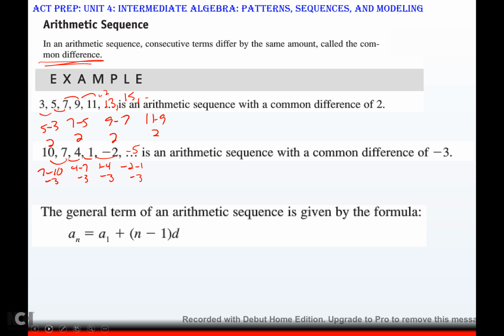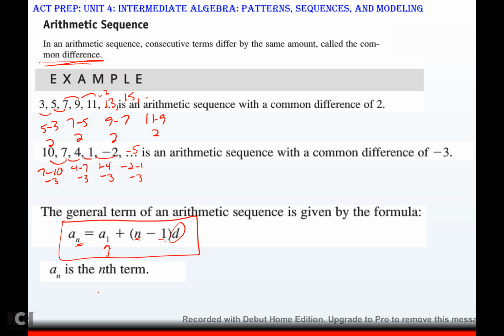The general term of an arithmetic sequence is given by this formula, a sub n. In other words, to get the next term in the sequence, you take the very first term in the sequence, and you add your common difference times the number of the term that you're looking for, minus 1.